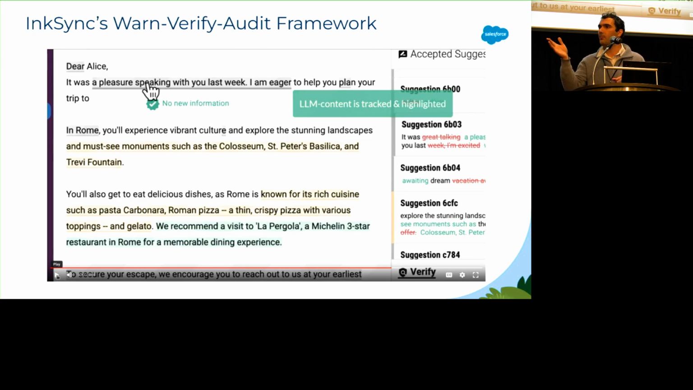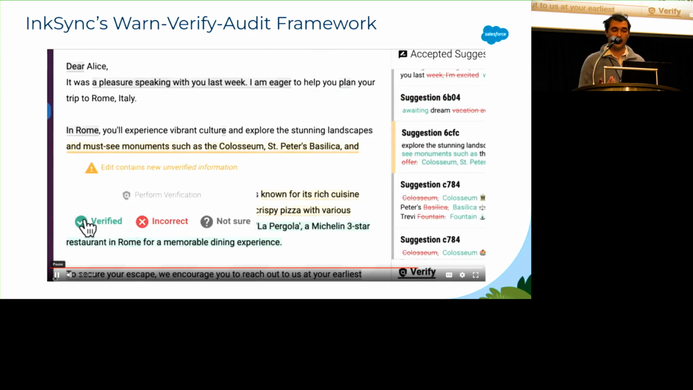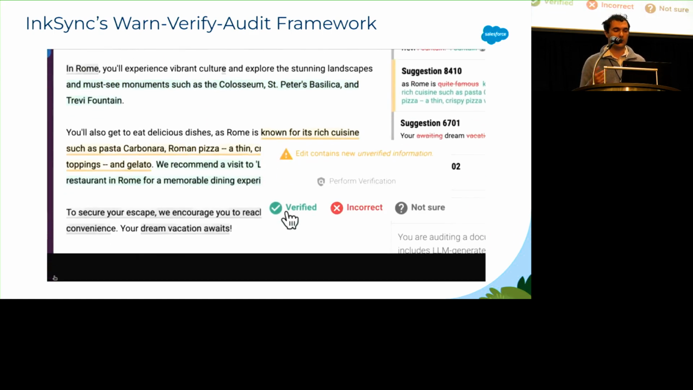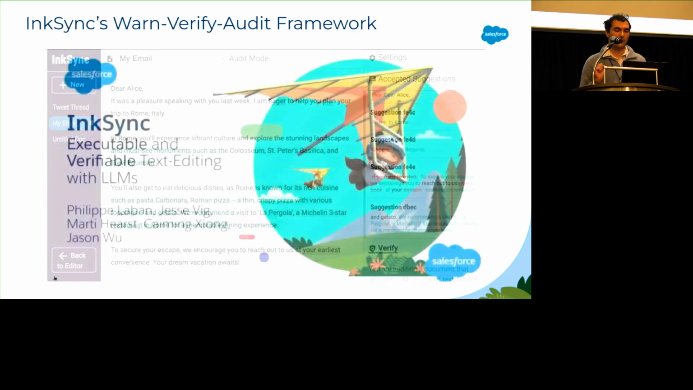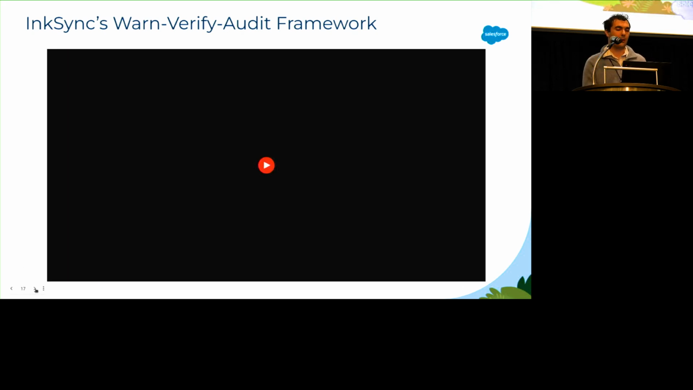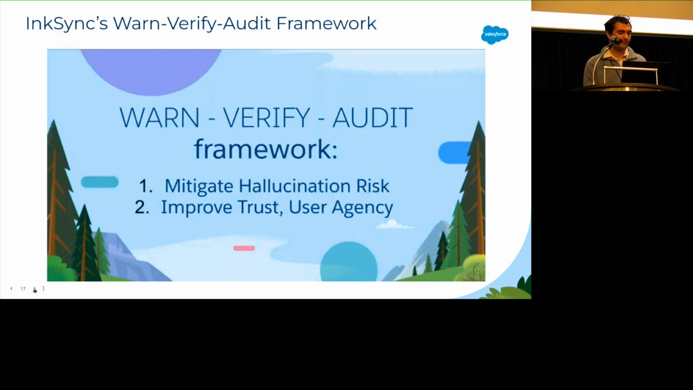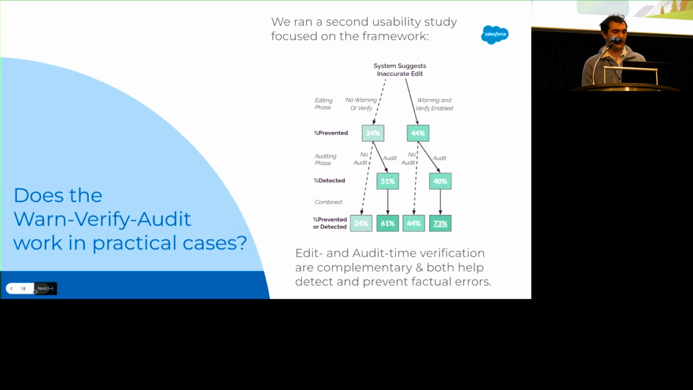So we can keep track of all of that, and we can help you by saying, hey, the stuff in yellow here are edits that the LLM generated that you never verified, right? So you can verify them, and then if you're happy and it's all green, you can send your email and be more at peace. Cool. So this is the Warn, Verify, and Audit framework.